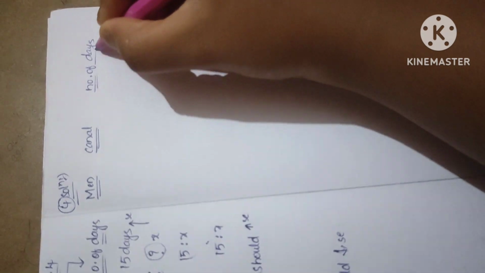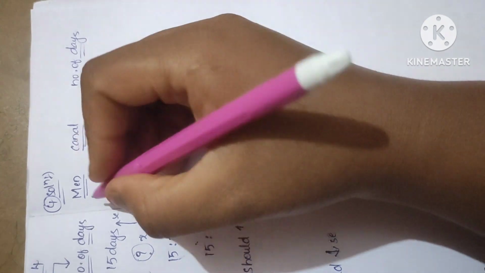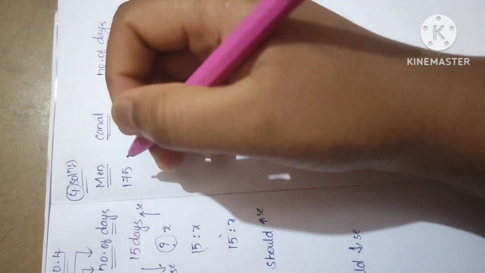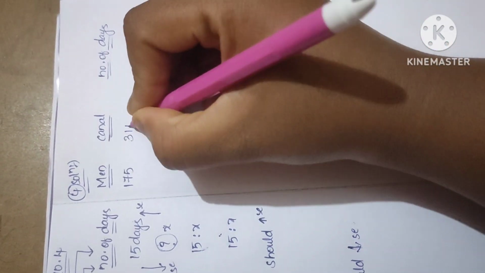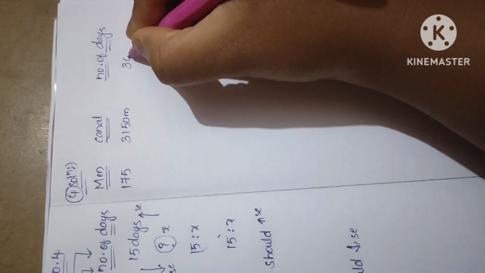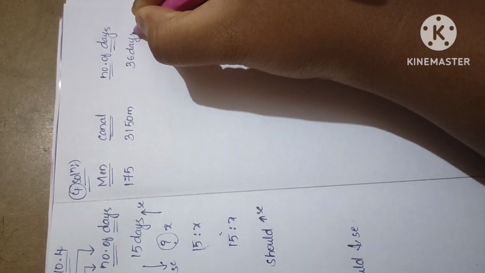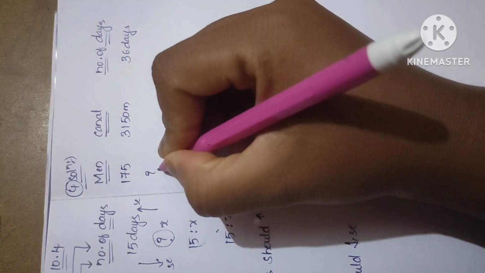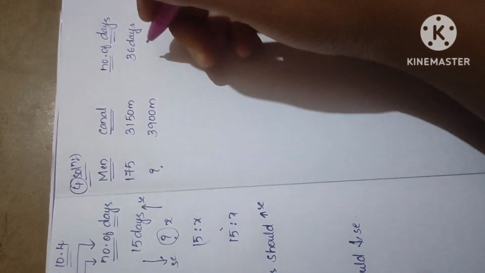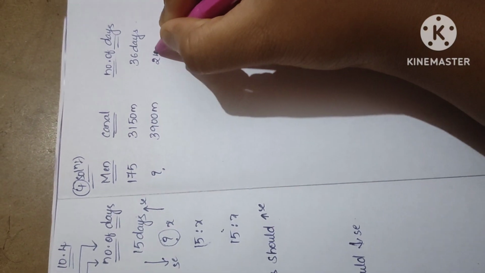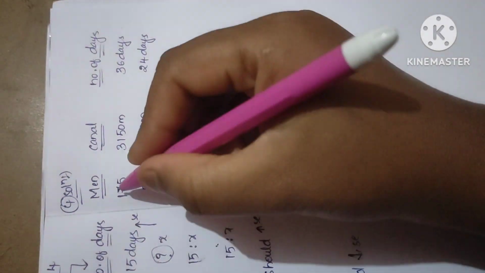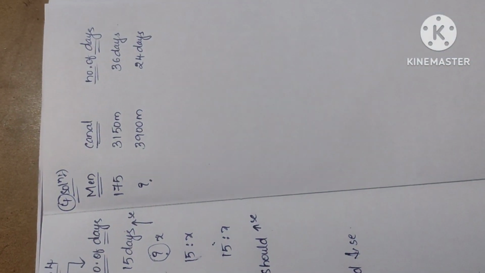So see here, 175 men can dig a canal 3150 meters long, within 36 days they will complete the work. So next we have to find how many men have to work to dig a canal 3900 meters within 24 days. So within 24 days they have to complete the work, that they have to dig a canal 3900 meters. So what do we have to find here? Number of men we have to find.